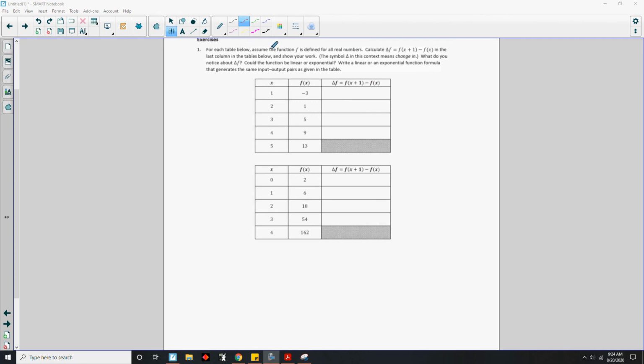Okay, for each table below, assume the function f is defined for all real numbers. Calculate delta f, and the triangle is a Greek letter, delta. Calculate delta f equals f of x plus 1 minus f of x in the last column in the table below and show your work. The symbol delta in this context means change in.